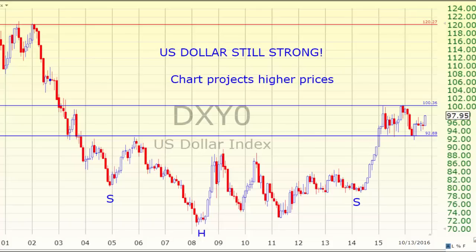Let's look at the U.S. dollar chart. This is very interesting right now. This is the dollar index, which is actually a basket of different currencies versus the U.S. dollar. And you could see here at the top, it was in 2002, which was the end of our big recession from 2000 to 2002. And recessions always produce big monetary stimulus, which weakens the currency.